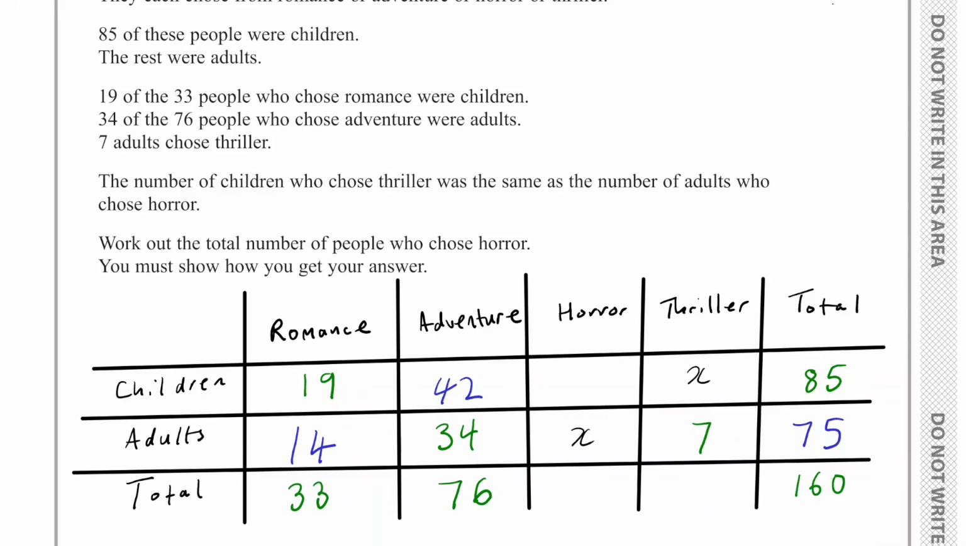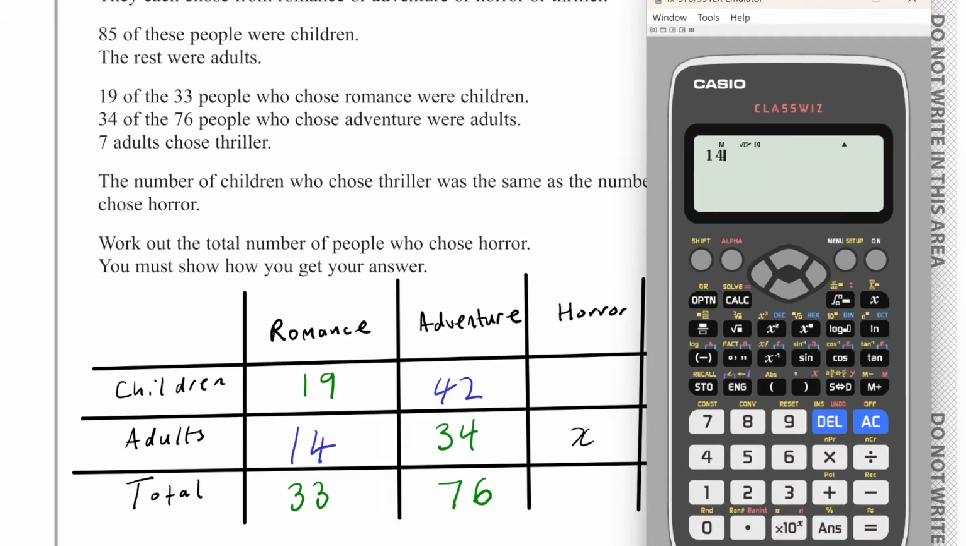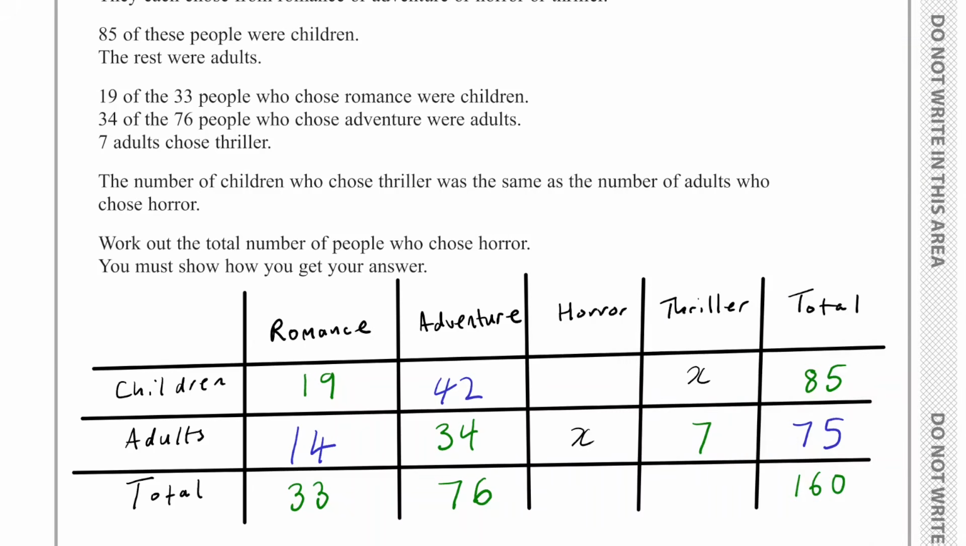Then we can work out this X actually. If we do 75, we'll see what we've got. We've got 14, 34, 7 and something add up to 75. So 14 and 34 and 7 make 55. So this must be a 20. So this must be 20, which means this must be 20. So we've got 27 here.